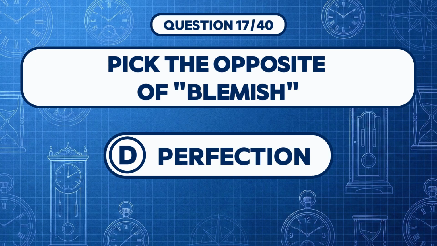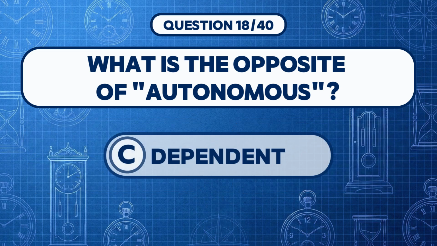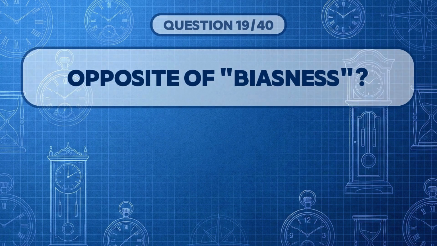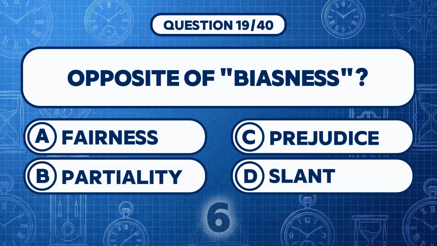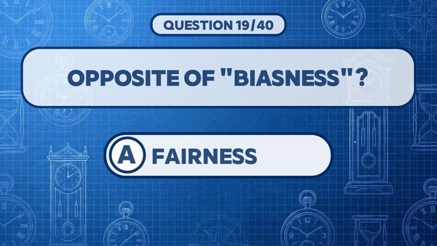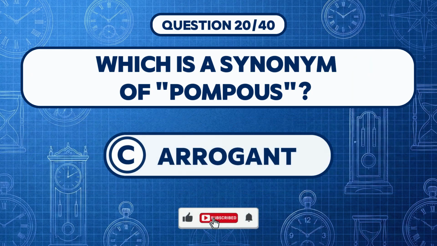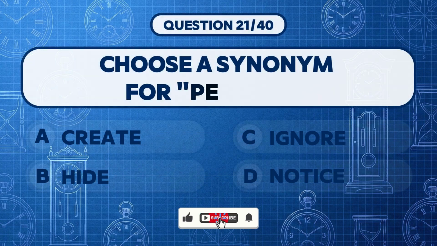Answer D, perfection. What is the opposite of autonomous? Answer C, dependent. Opposite of biasness? Answer A, fairness. Which is a synonym of pompous? Answer C, arrogant. Choose a synonym for perceive.